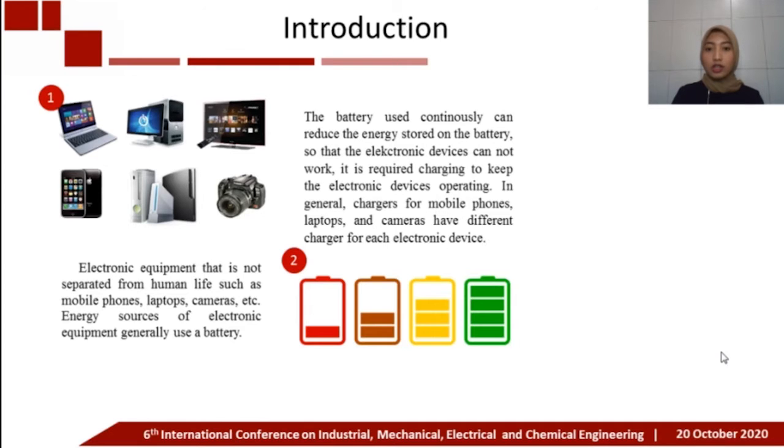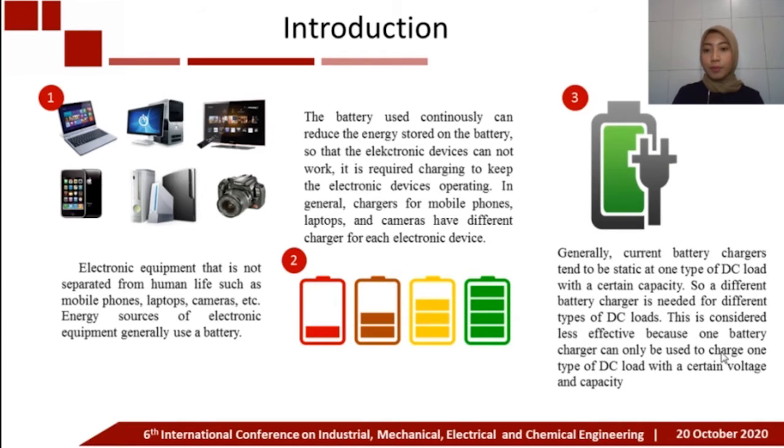In general, mobile phone, laptop, and camera each have a different charger for each electronic device. Generally, current battery chargers tend to be static at one type of DC load with a certain capacity. So, a different battery charger is needed for a different type of DC load. This is considered less effective because one battery charger can only be used to charge one type of DC load with a certain voltage and capacity.